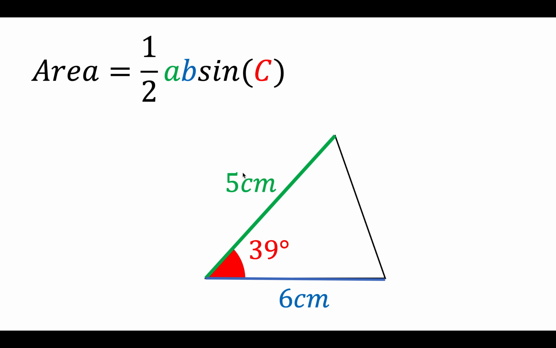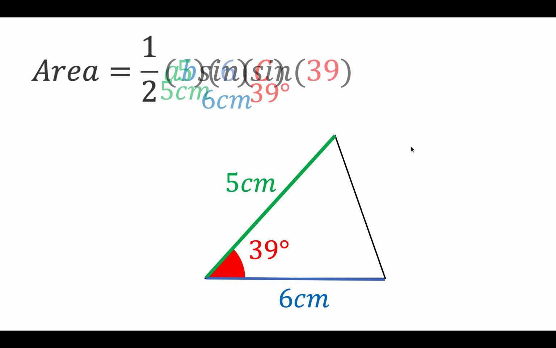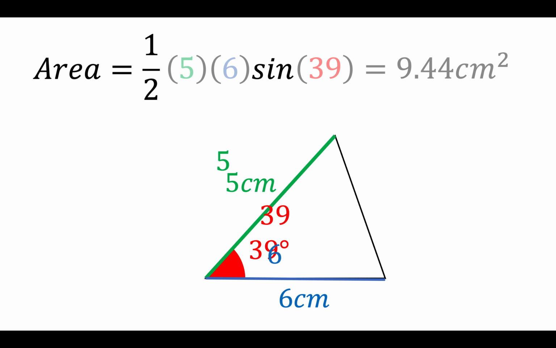So the 5 centimeters is the A, that's going to go in A. The 6 centimeters is the B, that's going to go there. And the 39 degrees is the angle between them, which is the C. And they go in just like that, and we have this formula. Now it's time to get out your calculator and you type this in. When you type this in, you should get 9.44 centimeters squared. Remember, this is area, so you have to put the centimeters squared on the end as the units.